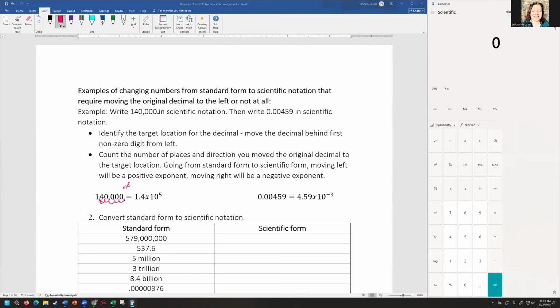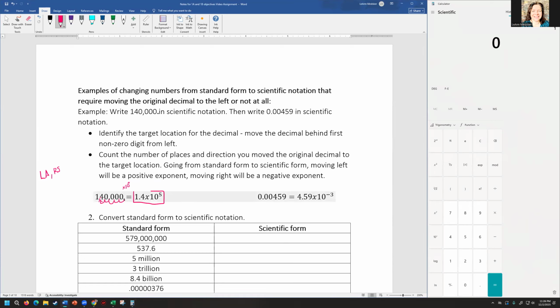We moved our decimal 1, 2, 3, 4, 5 places to the left. So if we remember our LARS statement, left add, right subtract, we had 0. We're adding 5 movements to that exponent. So 0 plus 5 gives me 5.